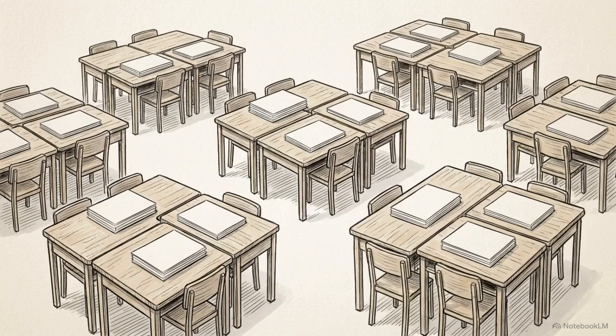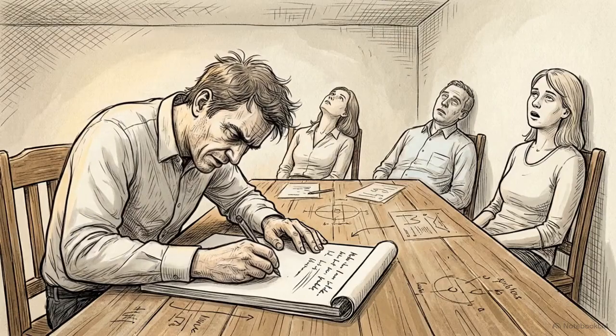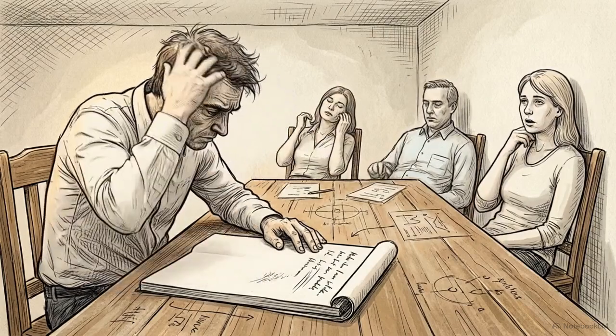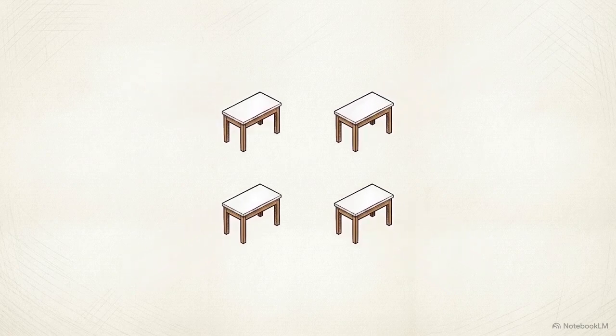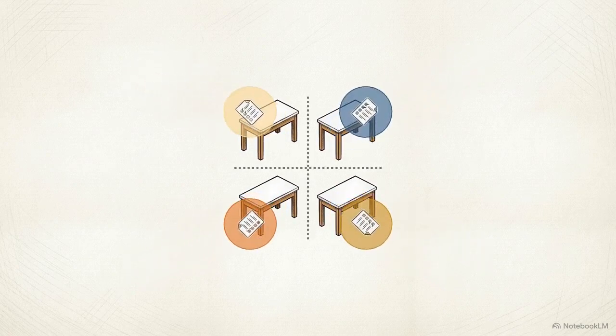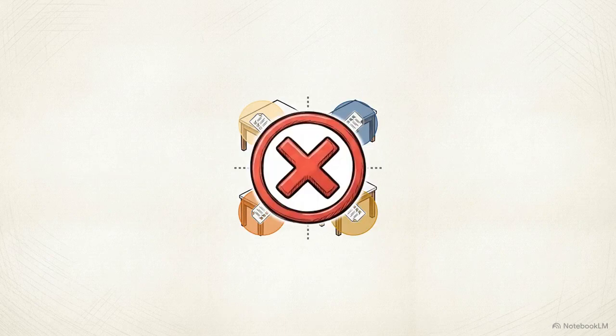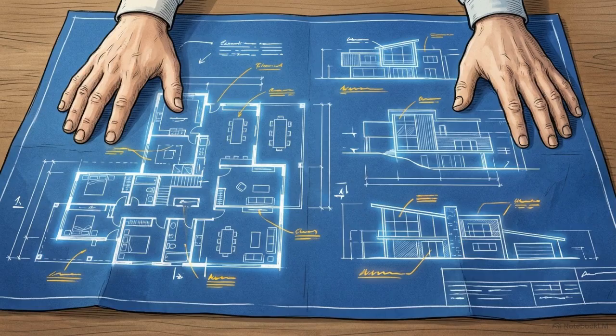You assign a group project, and 10 minutes later, you see this. One student is furiously doing all the writing, while the other three stare blankly in opposite directions. It is easy to assume that placing desks close together means students are engaging in shared cognitive effort, but proximity does not create collaboration. To fix this, we have to build a collaboration blueprint.